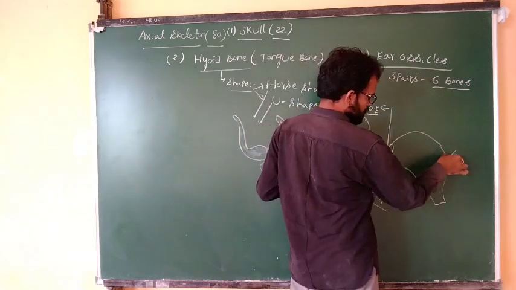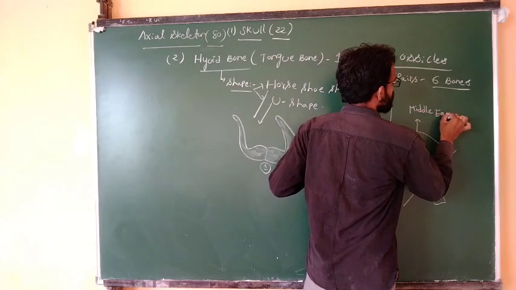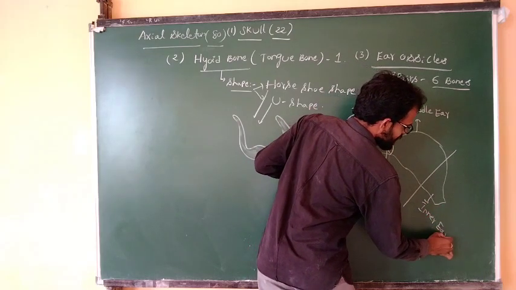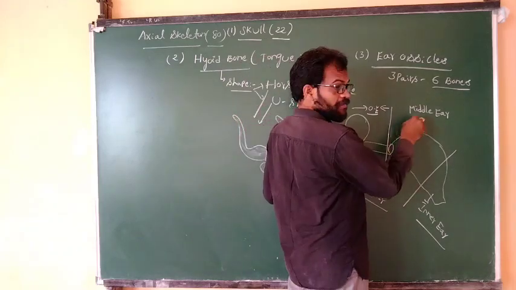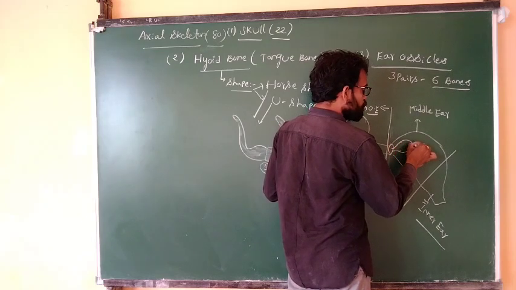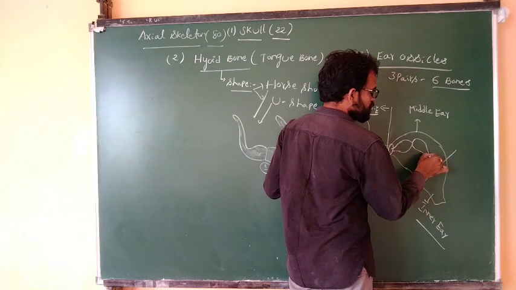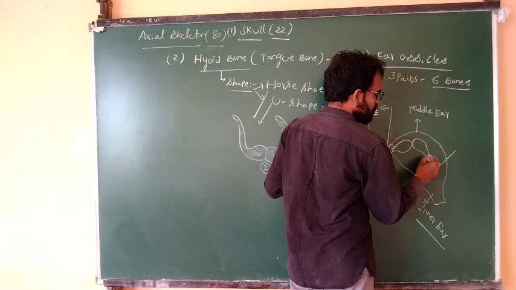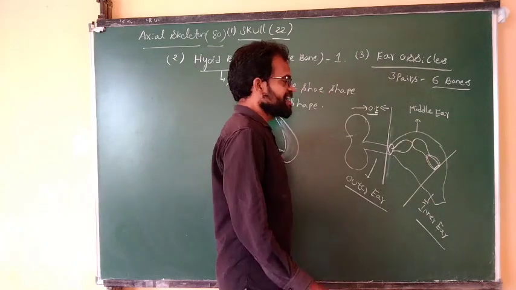The next important part is known as the middle ear. What is the next ear? Middle ear. The next part of the ear, inner ear. If you observe the middle ear, it consists of 3 bones. The middle ear consists of 3 bones.